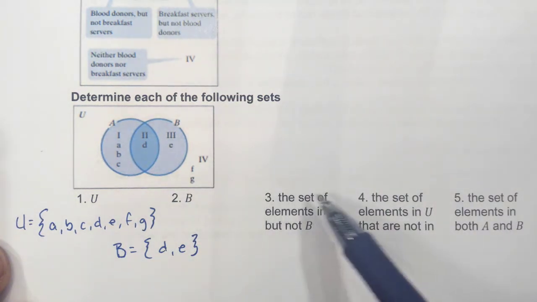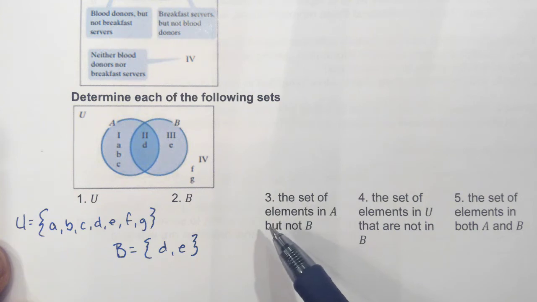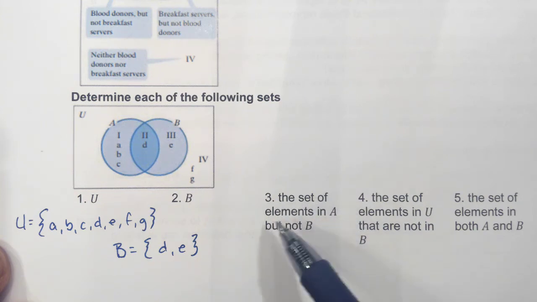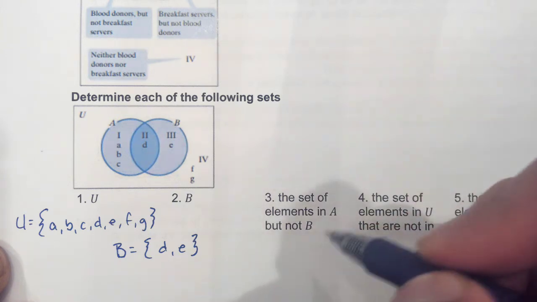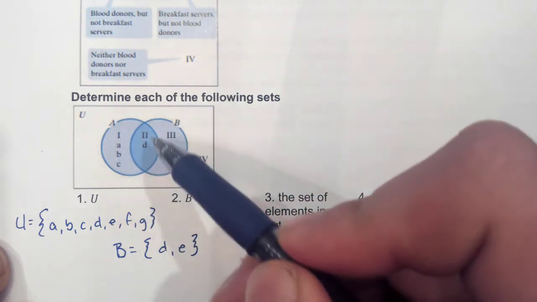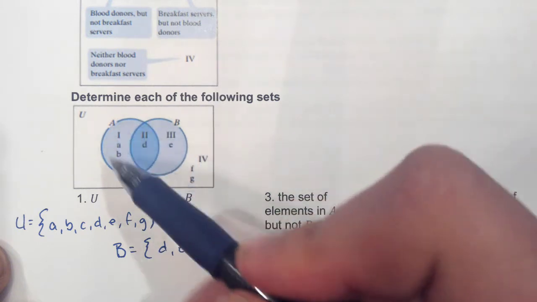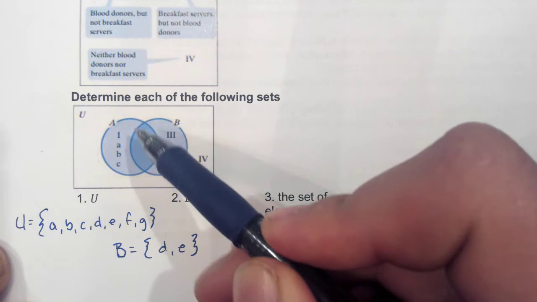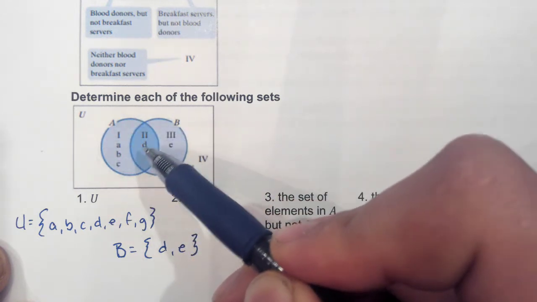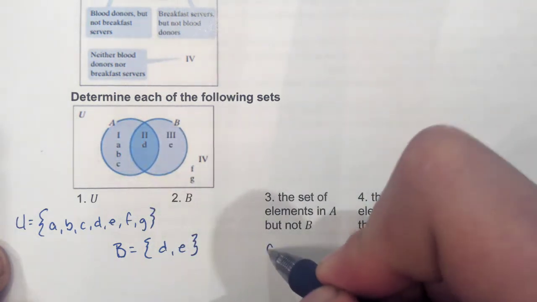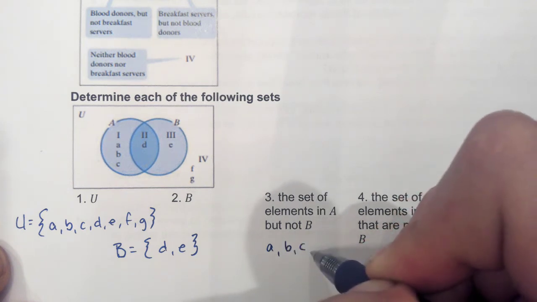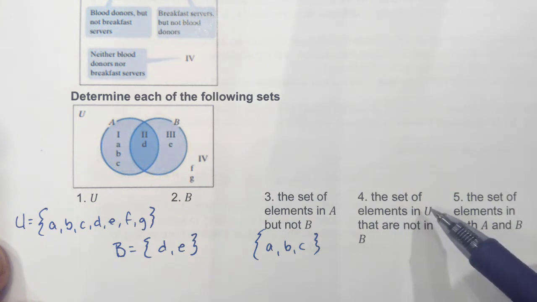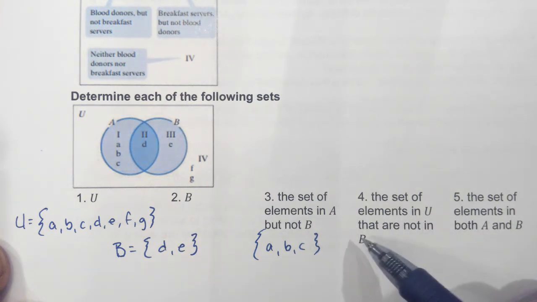Okay. Number 3, the set of elements in A, but not in B. So A is all of these. Which of these are also not in B? Well, D is in A and B, so we can't include that. So things that are in A, but not in B would be just these 3 over here, A, B, and C. And again, I don't remember how to write that, so I'm just going to write the braces, A, B, and C.